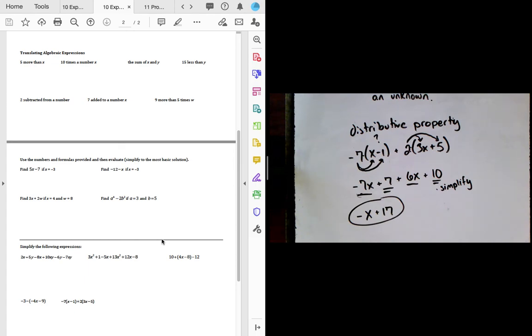So that's it for algebraic expressions. In the next videos, we'll talk about solving equations by using ratio and proportion, and talking about the rules of algebra to isolate x.